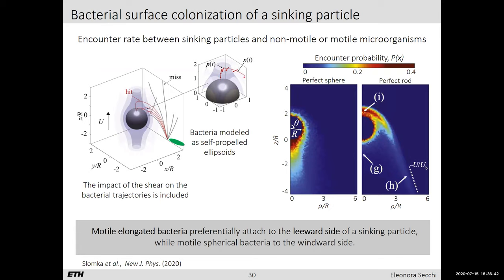So far, we have been analyzing how flow impacts the bacterial distribution in flow and the bacterial distribution on surfaces. Now, as a last topic, I would like to show you the opposite, how the bacterial suspension can influence the flow field.